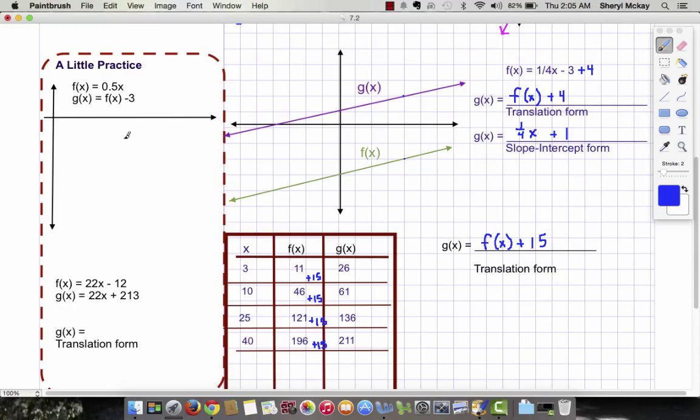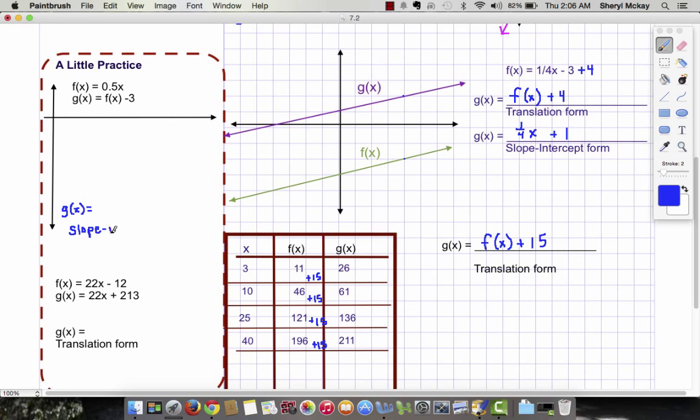And I want you to tell me what g of x is in translation form. I'm sorry, not in translation form, because this is the translation form right here. I have f of x equals 0.5x, and I've translated it. G of x is f of x minus 3, meaning I've translated it down 3, okay? So can you tell me what g of x is in slope-intercept form?